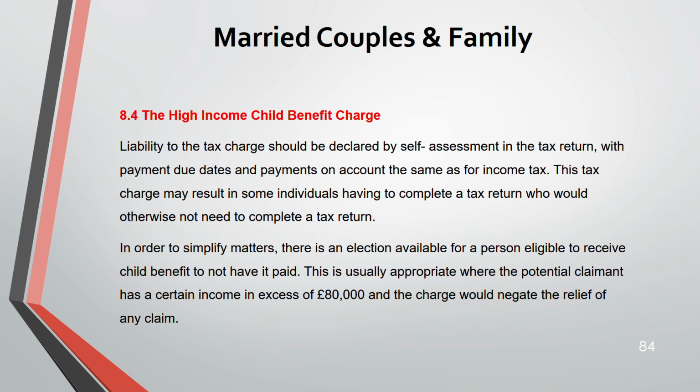In order to simplify matters, there is an election available for a person who is eligible to receive child benefit to not have it paid. Let's say you are eligible to receive the child benefit, but you do not want it. So you can make an election that you don't want it to be paid to you. This way you can save tax. You don't have to pay the child benefit charge. You can avoid it by making the election.